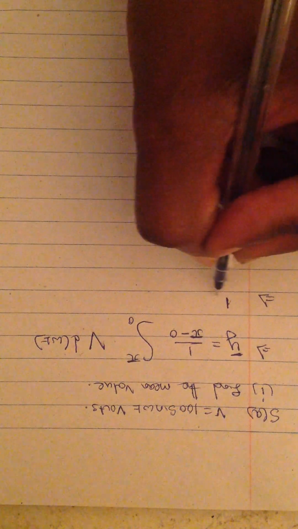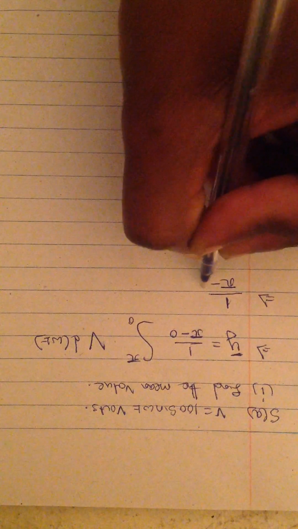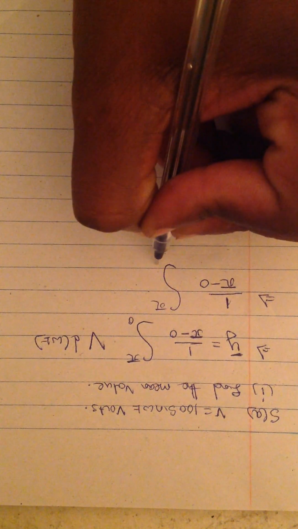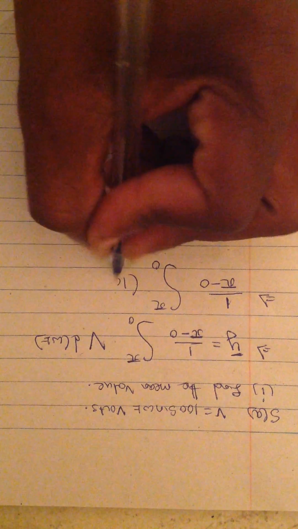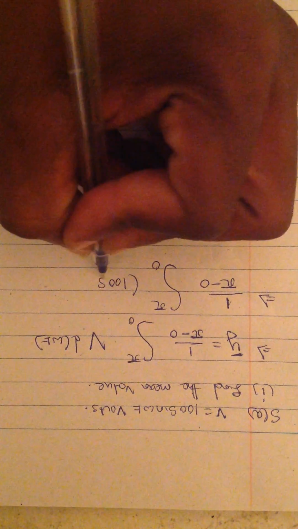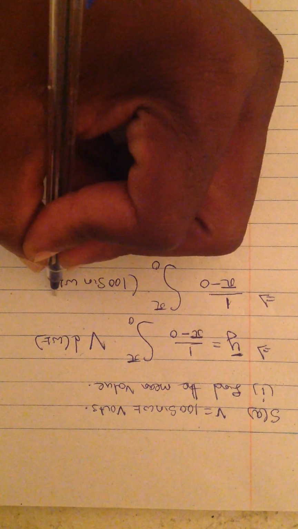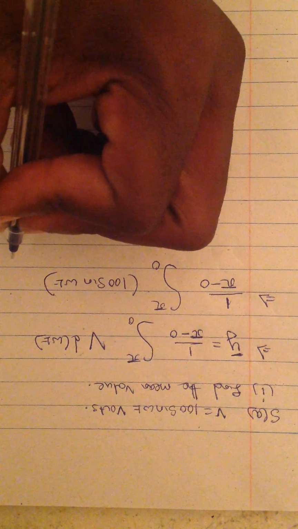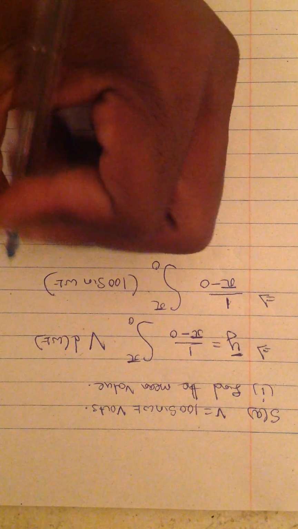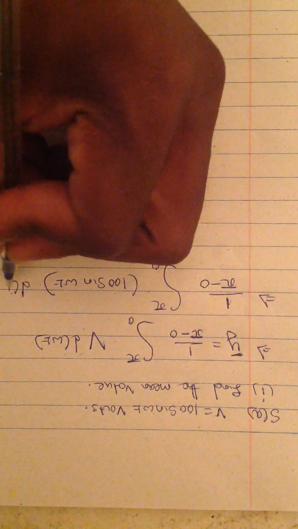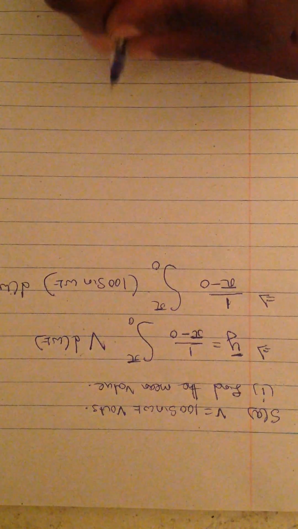So our mean equals 1 over (pi minus 0), the integral from 0 to pi. Then what is our V? We've been given that it is 100 sine omega t. So we have sine omega t, and don't forget the d omega t here.